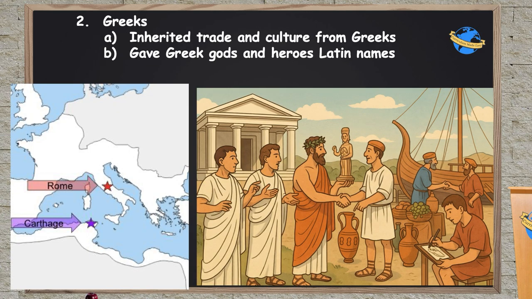The second civilization are the Greeks. This is where Greece is, so it's not too far away, right across the Ionian Sea from mainland Greece. In fact, you remember from our previous unit, this area, Sicily and the southern Italian peninsula, was known as Greater Greece. So the Romans were in contact with the Greeks, and they inherited a lot when it comes to trade routes and culture. They even gave Greek gods and Greek heroes Latin names. We'll come back to that.